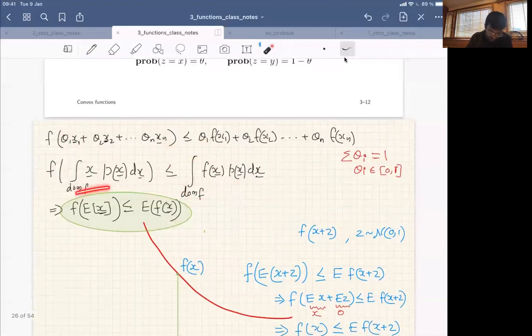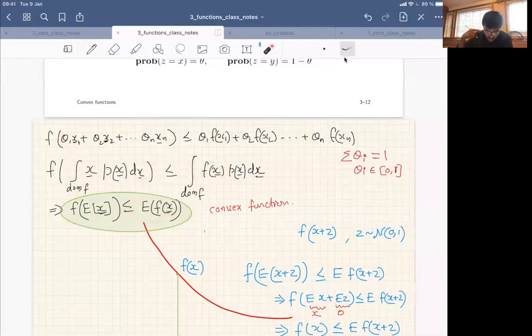Now, what is this? This is the expectation of x with respect to this probability. So I can write this as f of the expectation of x is less than or equal to, what is this? This is the expectation of this function, the expectation of f of x. So this is called Jensen's inequality. Remember, we stated this for convex functions.